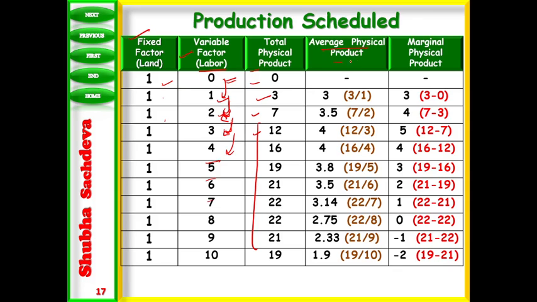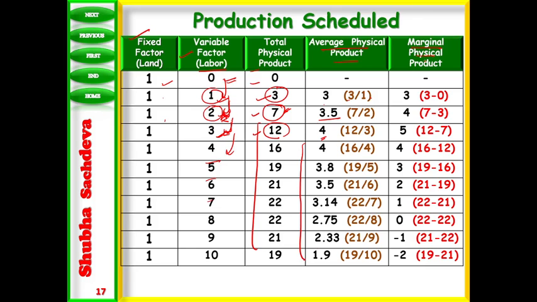And now what is average physical product? It is per unit. So that means one person is working and producing 3 units, that means 3 divided by 1, 3. When 2 persons are working, they are producing 7 output. 2 persons are producing 7 output, that means one person is producing 3.5. 3 persons are working and are producing 12 output, that means one person is producing 4. Likewise, we'll calculate at all the levels of the employment.